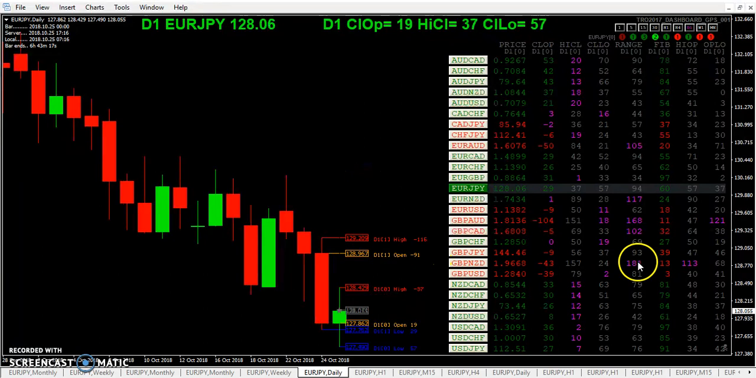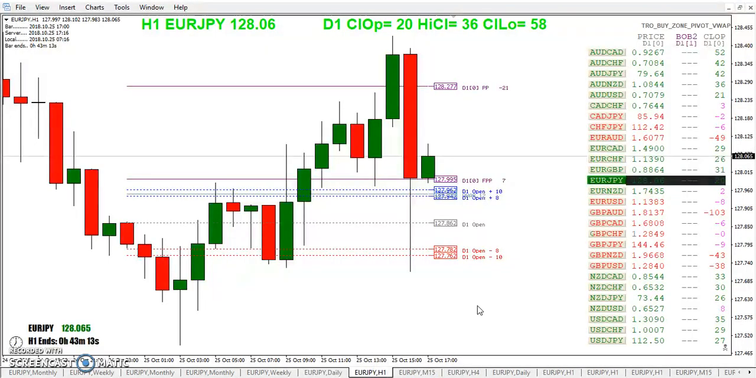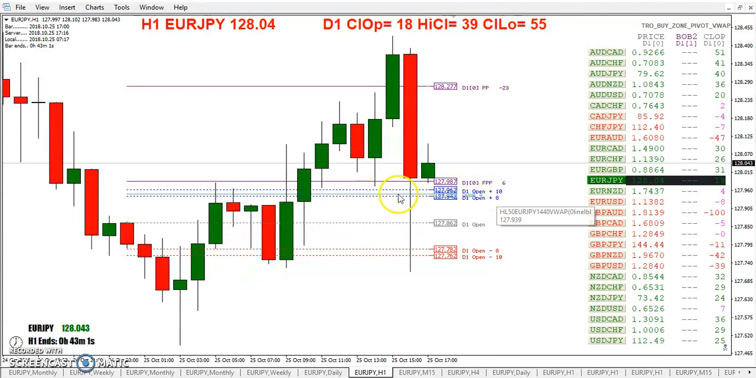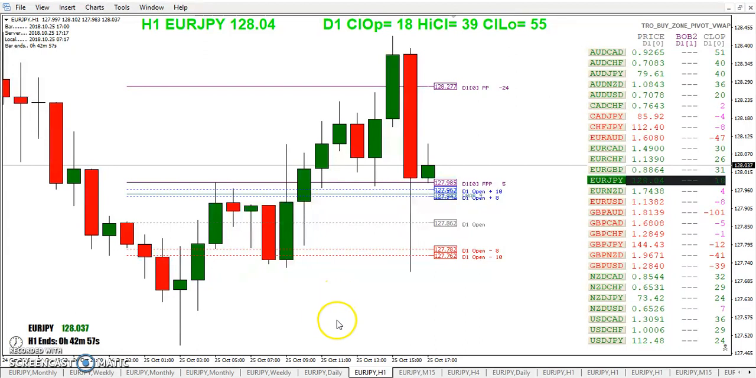The new beast leading the pack. Once again here, you can see we have the simple buy zone. Here's the daily open, the buy area, buy zone, the sell zone. And right here, now, the pivot was here.